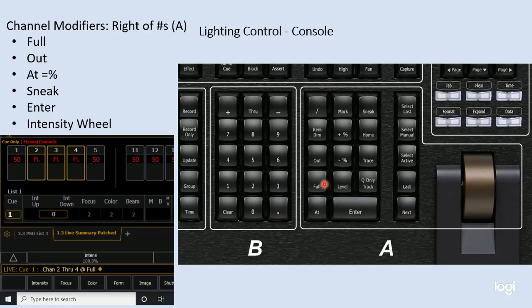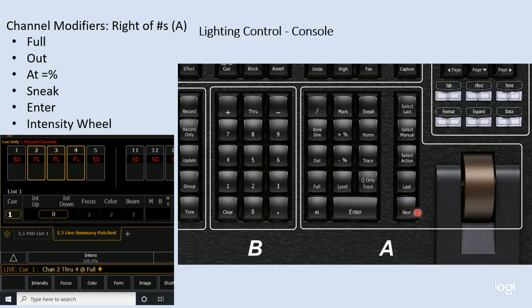Full brings something to full, and the out key takes them to 0. It takes them out at a level of 0. The out key is one of the few exceptions that does not require you to hit enter. I could say 2 out, and channel 2 then would go to a level of 0.